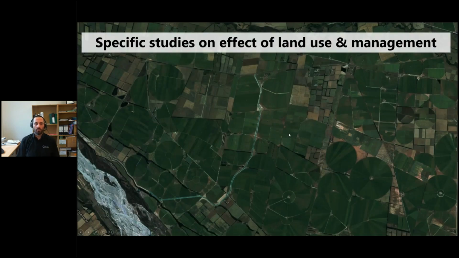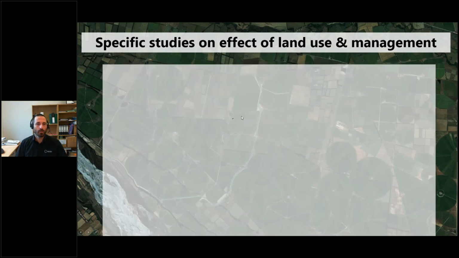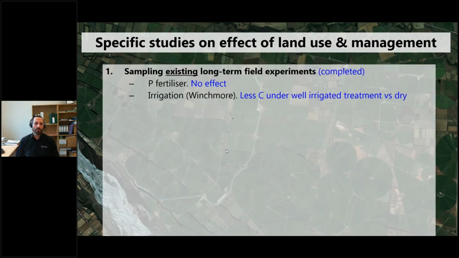So now I'm just going to move on from the kind of detailed monitoring to look at the specific effects of different land uses and management on soil carbon stocks. And just the first one here is work that we've already completed, where we sampled from a number of long-term field experiments. And just a couple of examples, long-term superphosphate applications across 4 sites had a massive impact on pasture production and animal stocking rates, but actually had no effect on soil carbon.